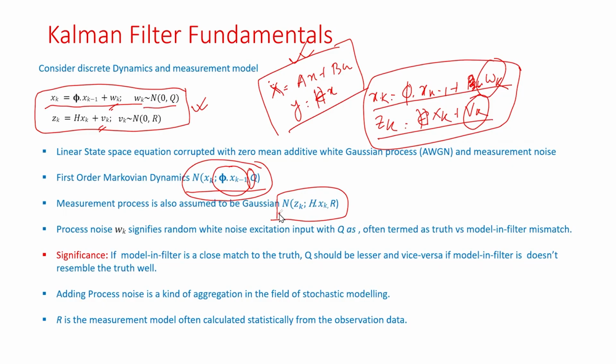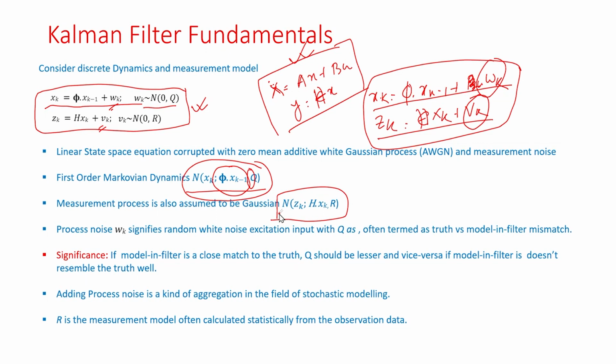What is Q? Q means model filter mismatch. When I say this model is a mathematical model, when a mathematical stochastic model is there to represent some actual stochastic process, I have no knowledge of the stochastic process, how it is behaving.